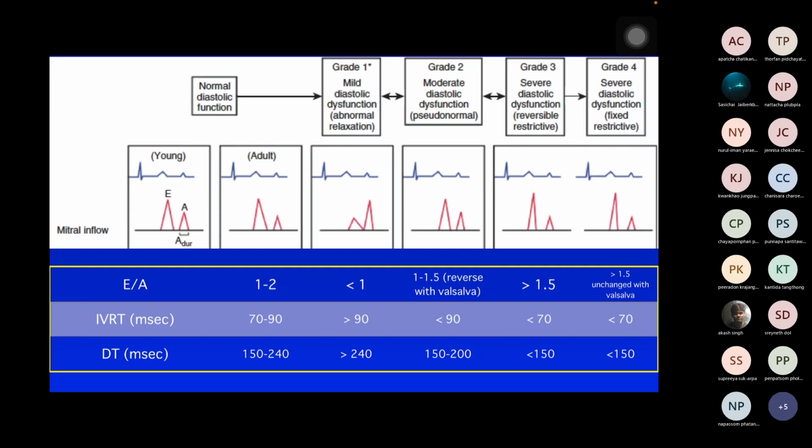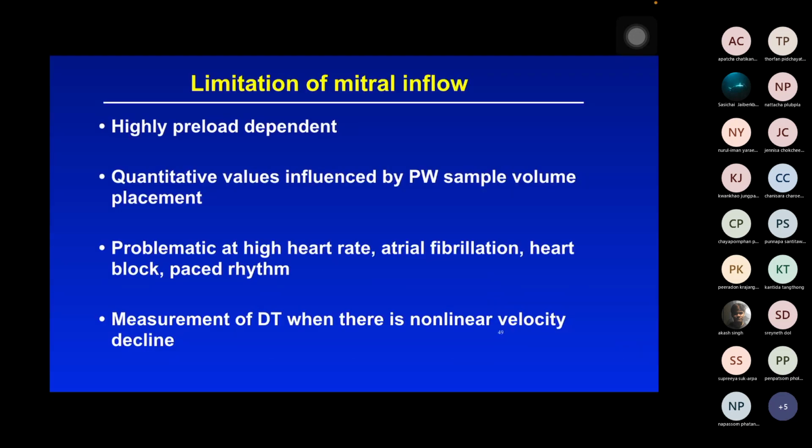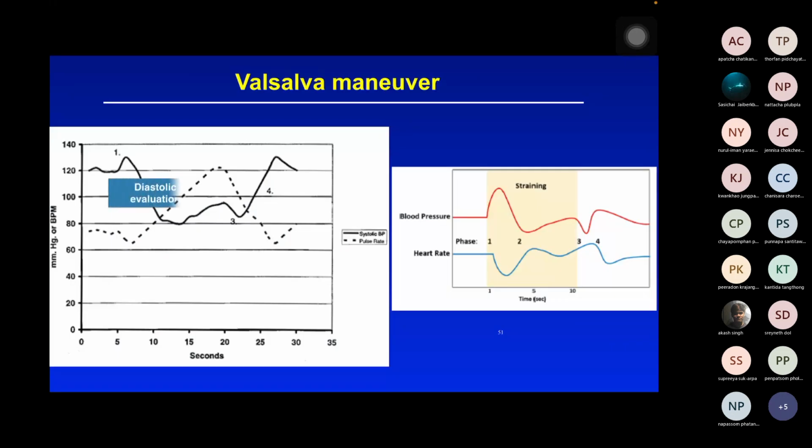And grade 3 and grade 4 can be divided, they are different. Grade 3 is a reversible process, but grade 4 is an irreversible process. How do we separate between grade 3 and grade 4? We use a Valsalva maneuver. You know the Valsalva maneuver?